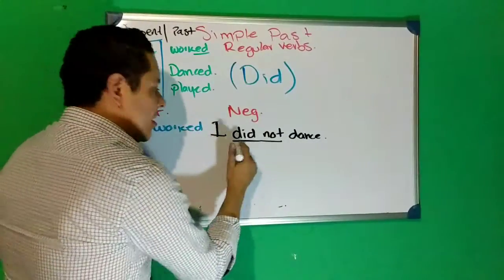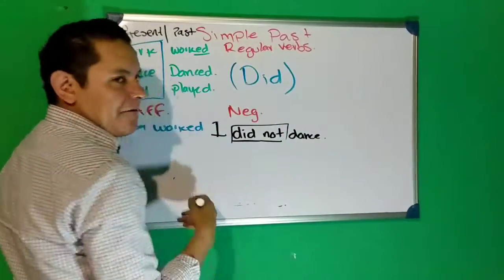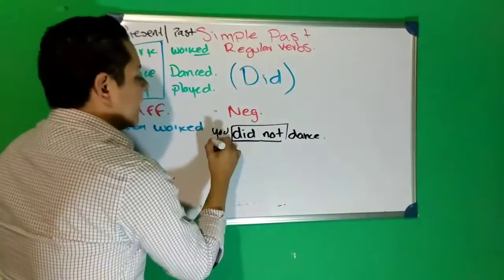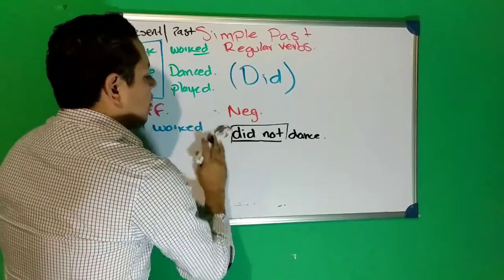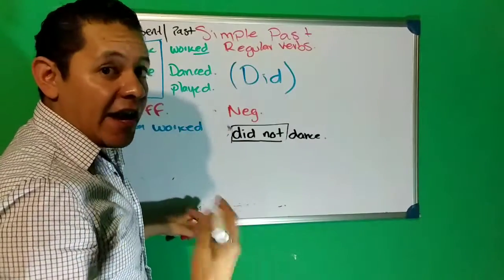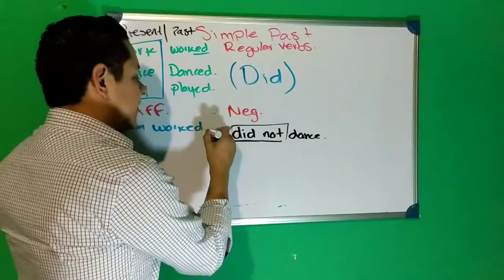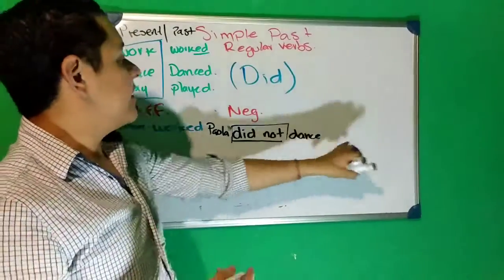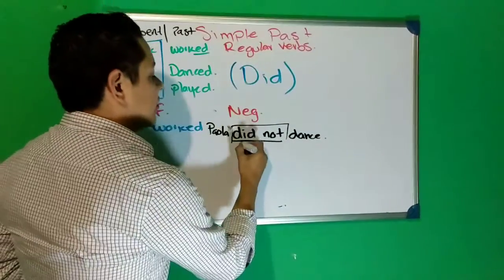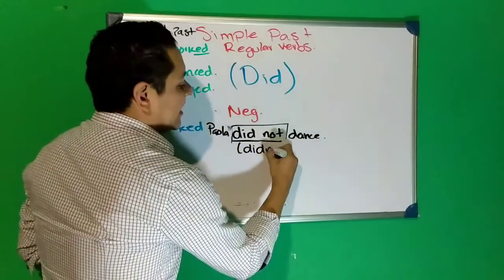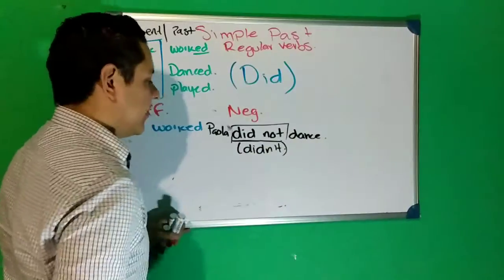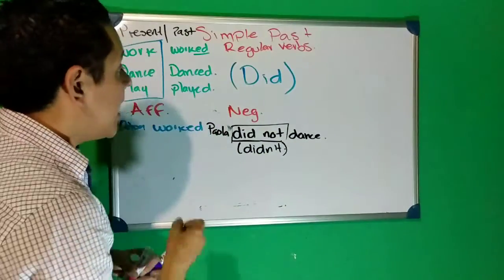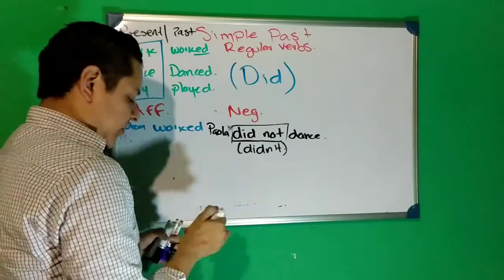Okay, remember, it doesn't change if I change the personal pronoun. I can say you, I can say we, or as well, I can say a name of a person, right? For example, Paola, just to give an example, Paola did not dance. As well, we can use contractions. Yes, didn't. Okay, Paola didn't dance at the party. Yeah, and now we're going to make questions.